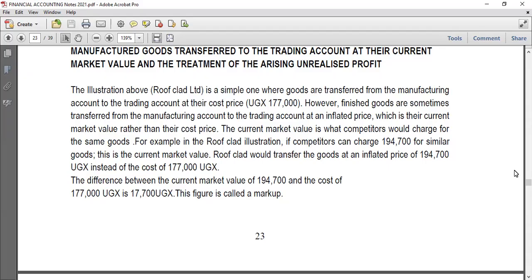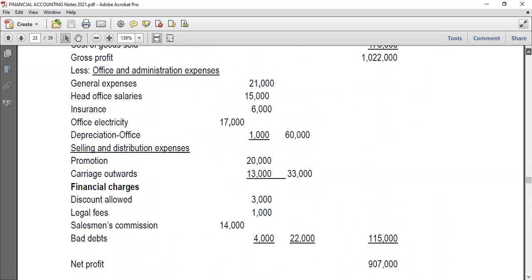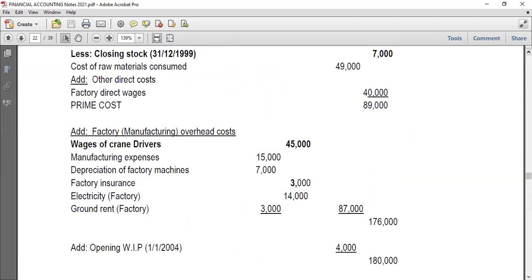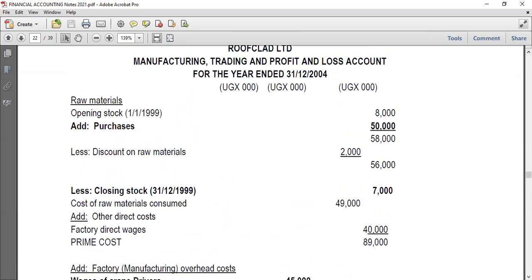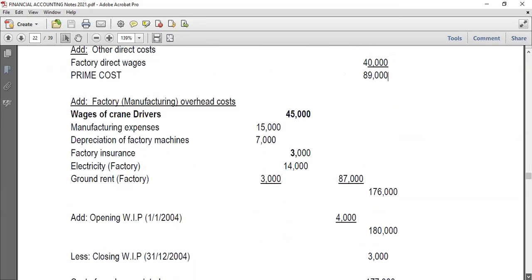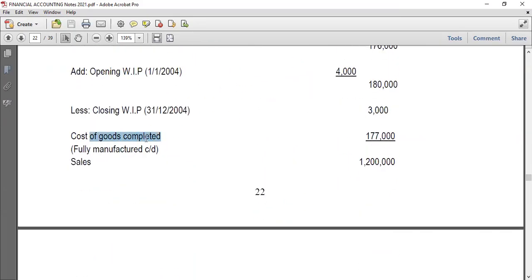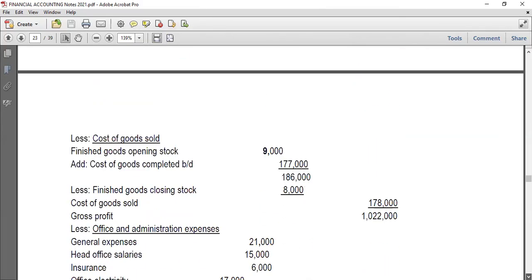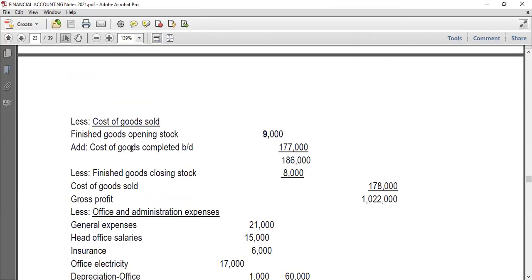And the key component of the manufacturing accounts is the manufacturing account statement, okay? The manufacturing account statement, like this one, starts from here, up to the point of getting the cost of goods completed, or the cost of goods fully manufactured, okay? That is what we do with the manufacturing account statement. And then after the manufacturing account statement, we now start on the trading profit and loss, okay?